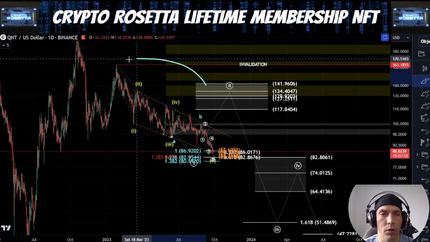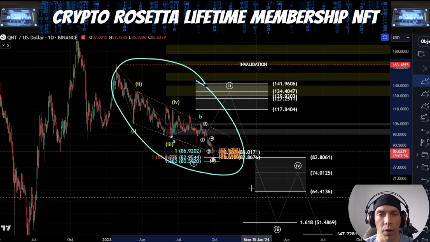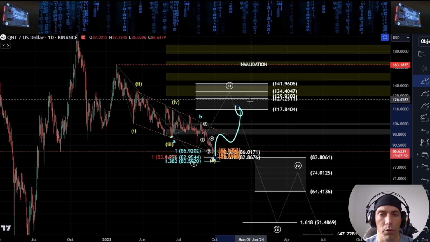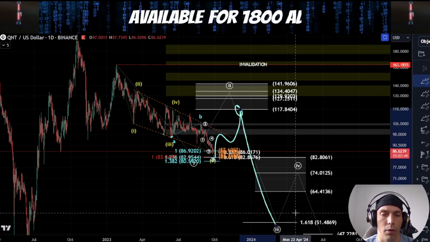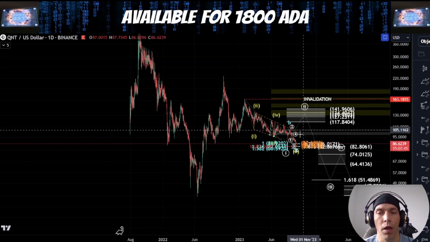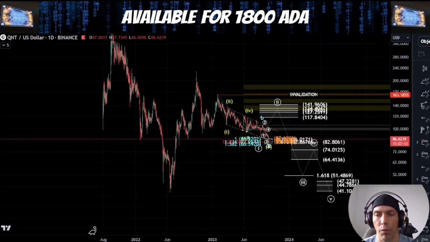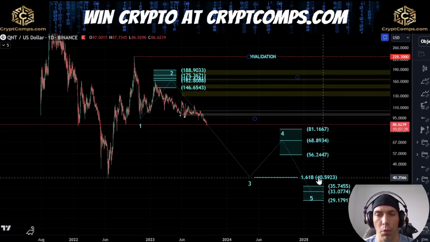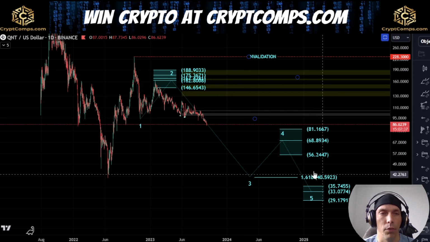But at the moment, I'm still favoring the idea of this being a diagonal and then having a possible push to the upside for a wave 2 here before that breakdown for a wave 3. But we're going to have to keep an eye on BTC as well. If that starts to break down, then potentially this idea of being within this higher degree blue third wave could be in play here, where we're looking for this $40.59.